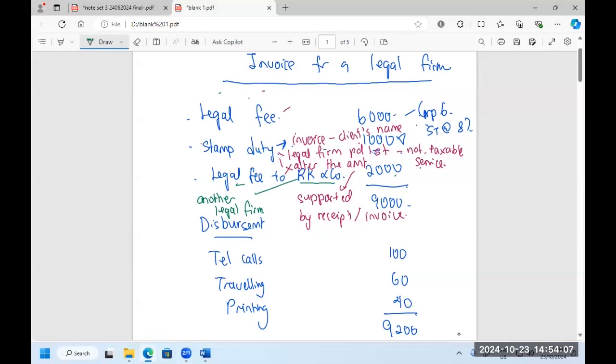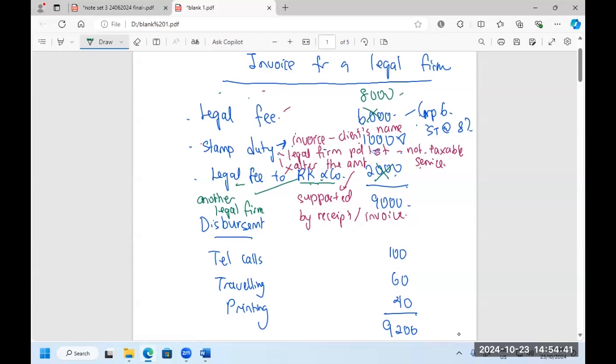This kind of embarrassing thing, you will not let your client know. So what will you do? You will not put the 2,000 here. You will add the 2,000 into the 6,000. It becomes 8,000, and you call it legal fee. You wouldn't even let your client know it's a legal fee paid to another legal firm, which you actually secretly sought advice from. So the client will not know you went and sought advice from another legal firm.